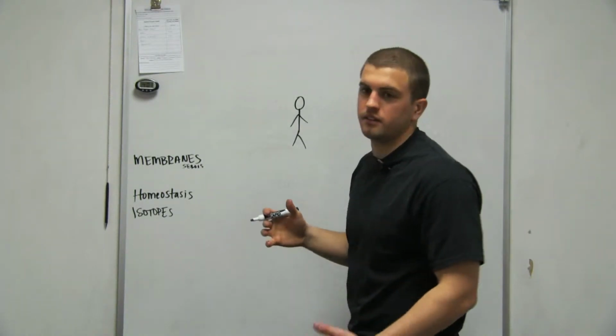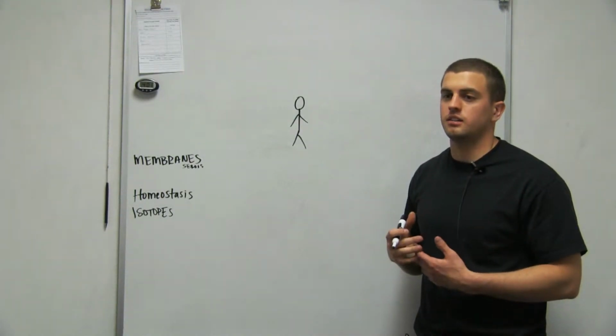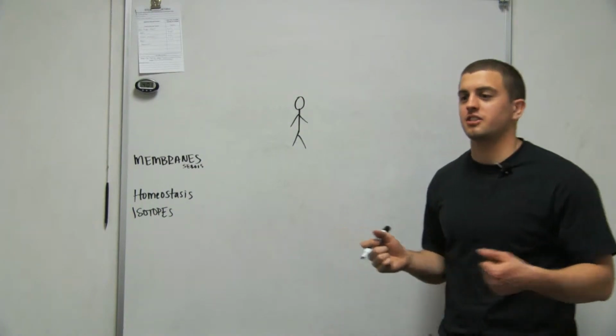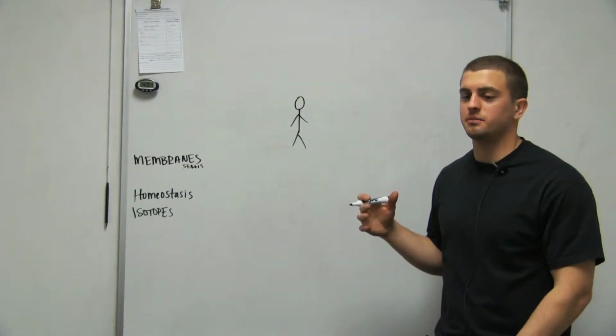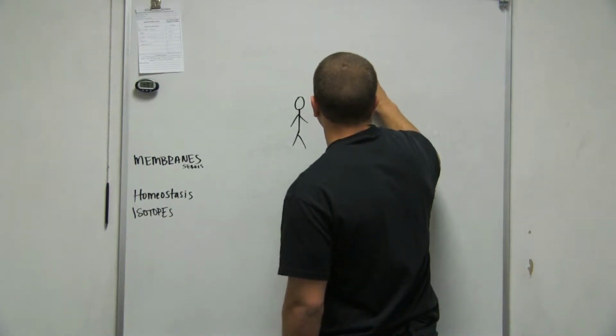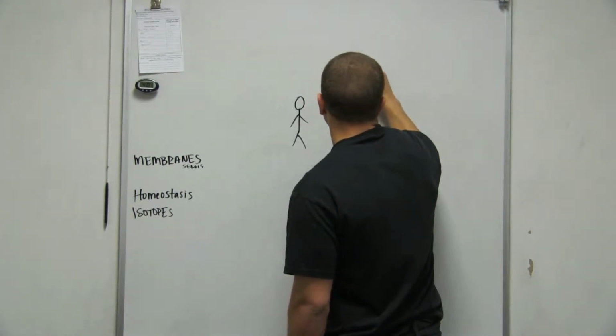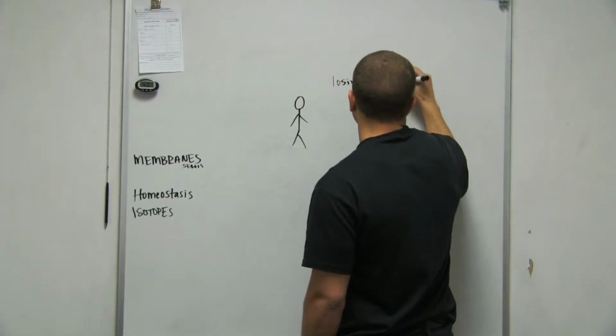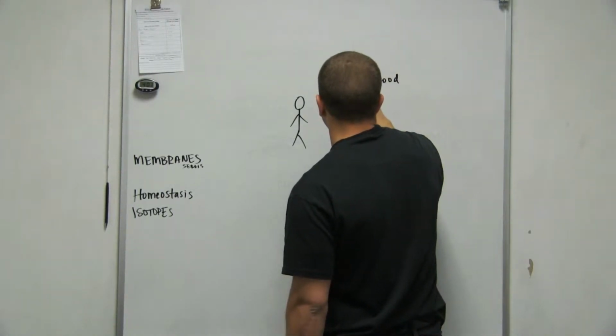So when you lose blood, you're also losing pressure in your body. Just like an oxygen tank, if you take all the oxygen out, there's really not a lot of pressure in there anymore. So you're losing blood, so your blood pressure is also dropping.